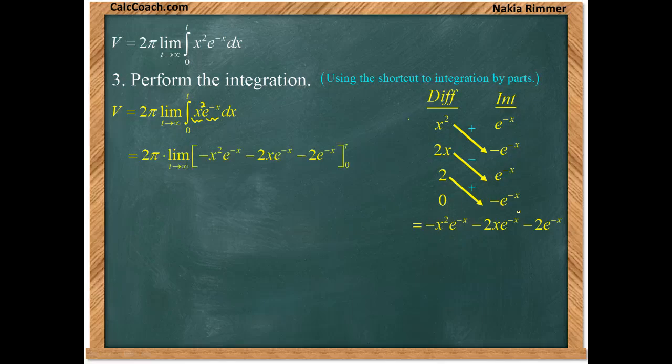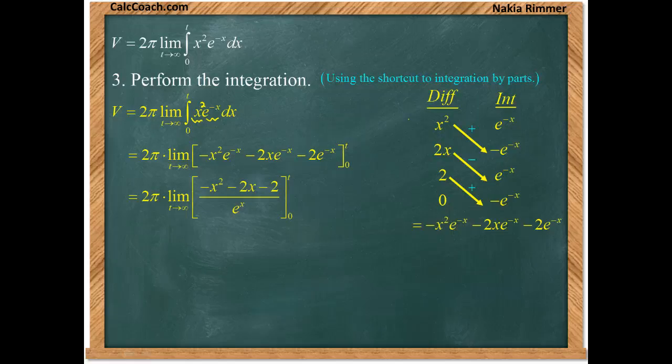Okay, great. So that's our antiderivative. We've integrated. Let's plug in the limits. We put a t in to replace all the x's, and then we put a 0 in to replace all the x's. It'll help us, though, if we simplify beforehand.